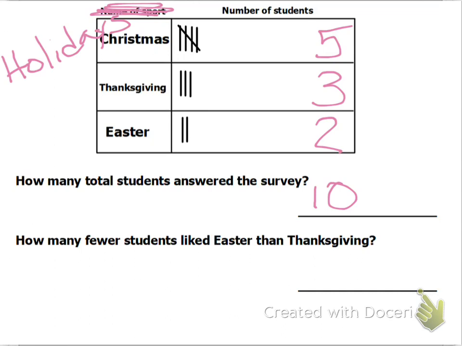It says how many fewer students liked Easter than Thanksgiving. So we know that 2 students liked Easter, and 3 students liked Thanksgiving. So we're going to have to figure this out. So we can do 3 minus 2 equals, we know that's 1. So we know that it was 1 fewer student that liked Easter than Thanksgiving.